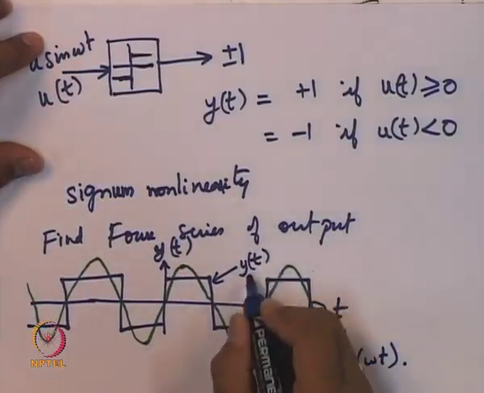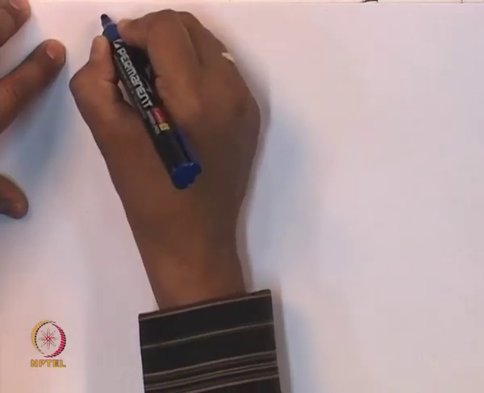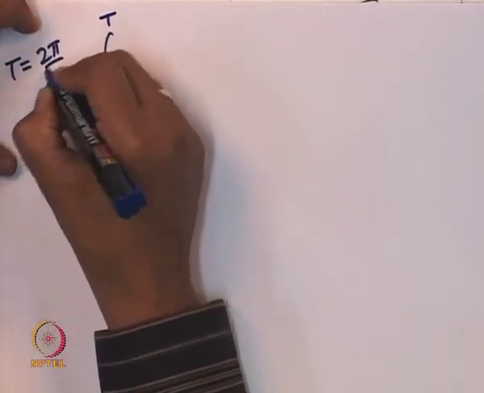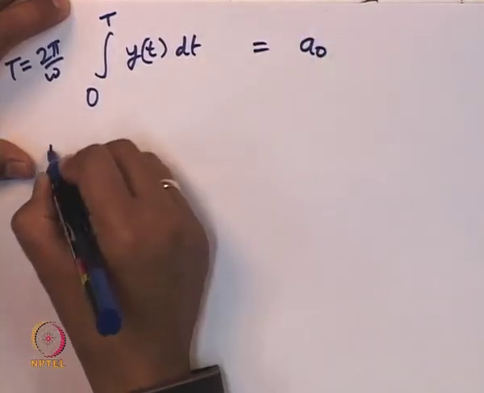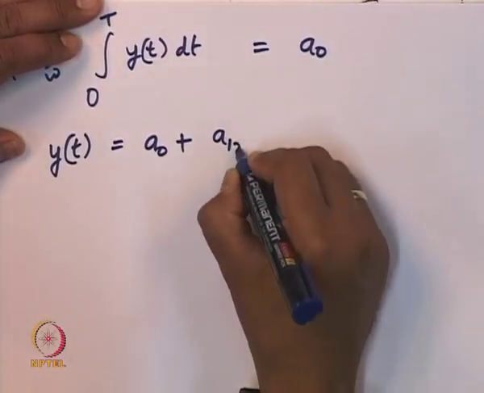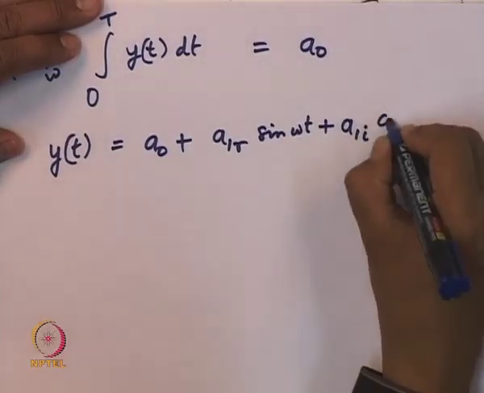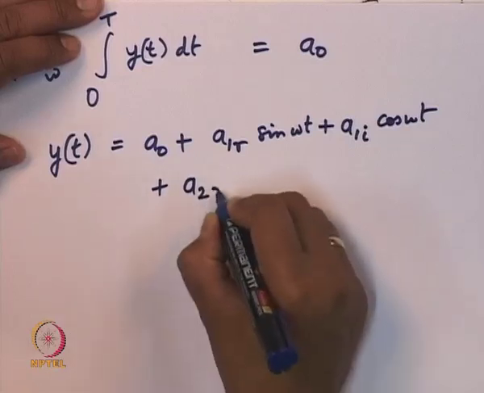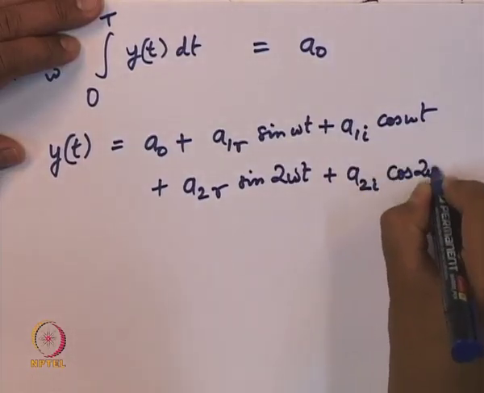The first important thing to note is that the output y of t is a periodic signal. Periodic signals are the ones which have a Fourier series. Let us find these Fourier series coefficients. We integrate over the period 0 to capital T, where T is the period 2 pi over omega, of the output y of t dt. This will give us the so-called a0. We write y of t as a0, a DC term, plus a1 real times sin omega t, plus a1 imaginary times cos omega t, plus a2 real times sin 2 omega t, plus a2 imaginary times cos 2 omega t, and so on.